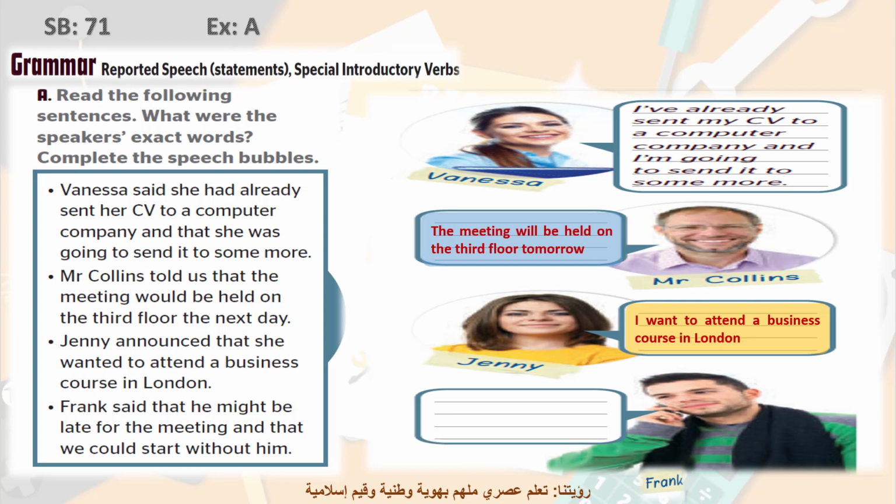Frank said that he might be late for the meeting and that we could start without him. So, what are his exact words? Yes, I may or might be late for the meeting. You can start without me. I hope your answers are correct.